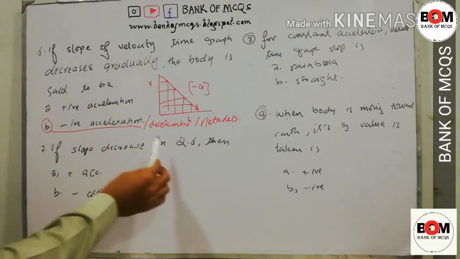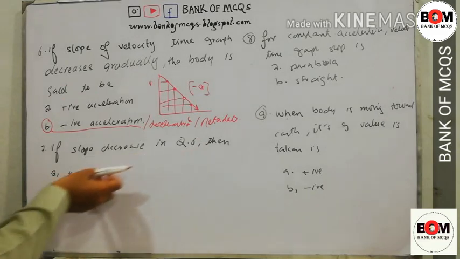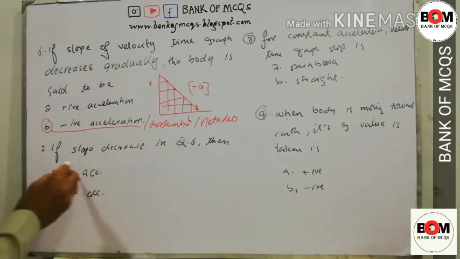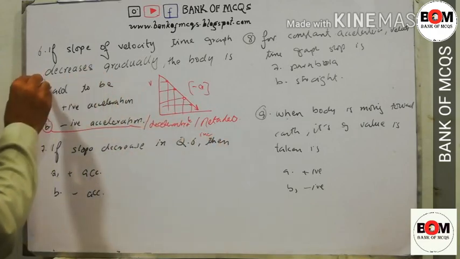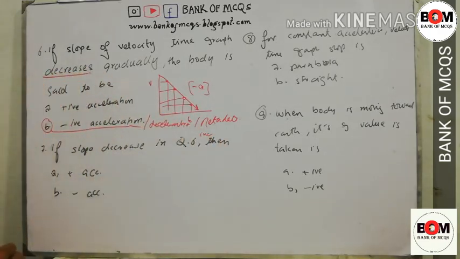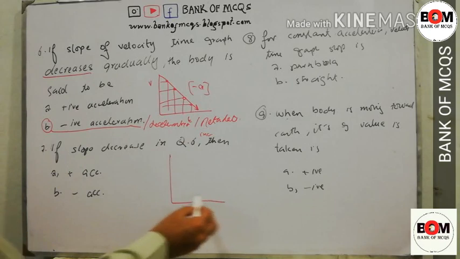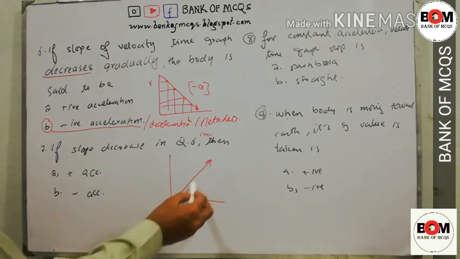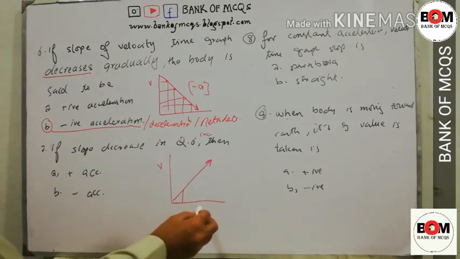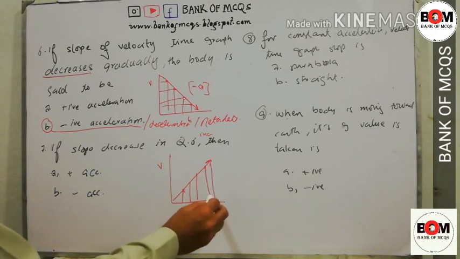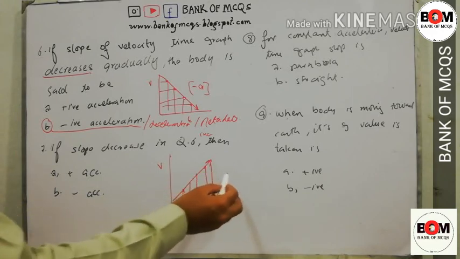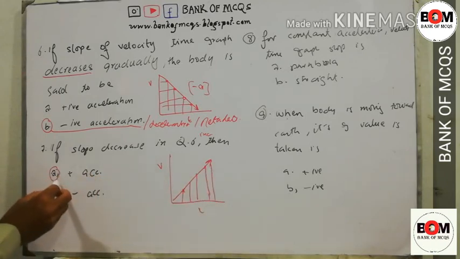If the slope of the velocity time graph in question number 6 increases, if they give us increase instead of decrease, then at each point velocity is increasing with the passage of time. As velocity is increasing, the acceleration is called positive acceleration.